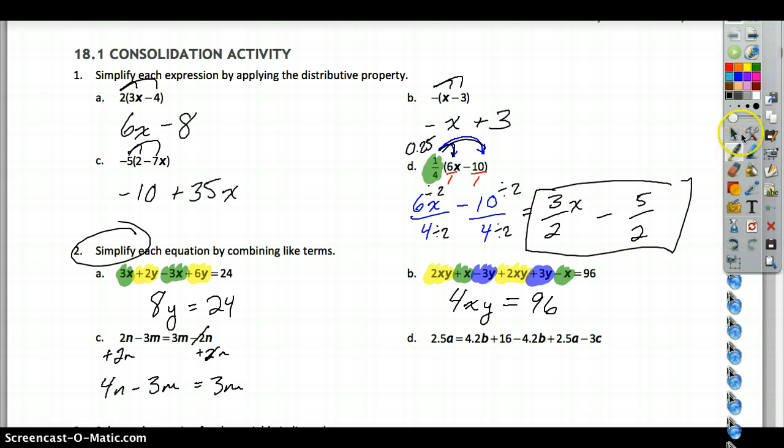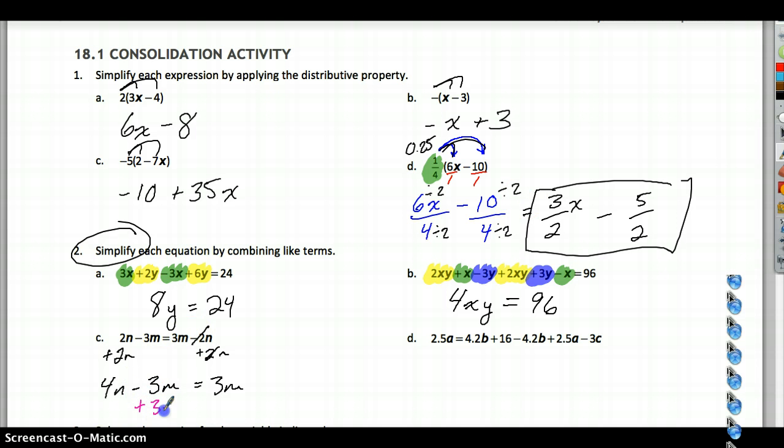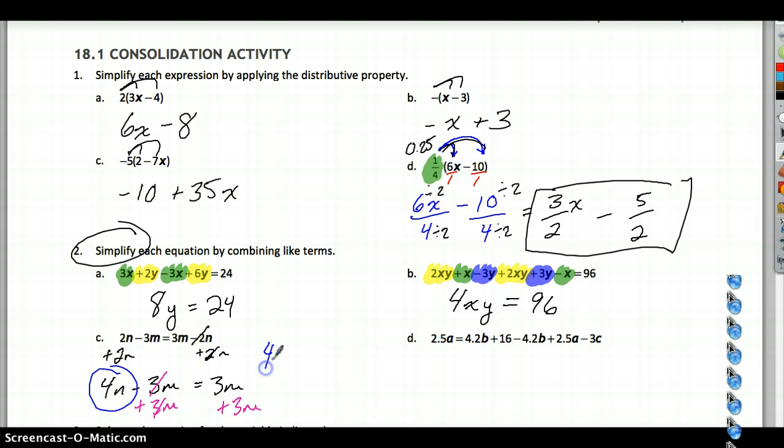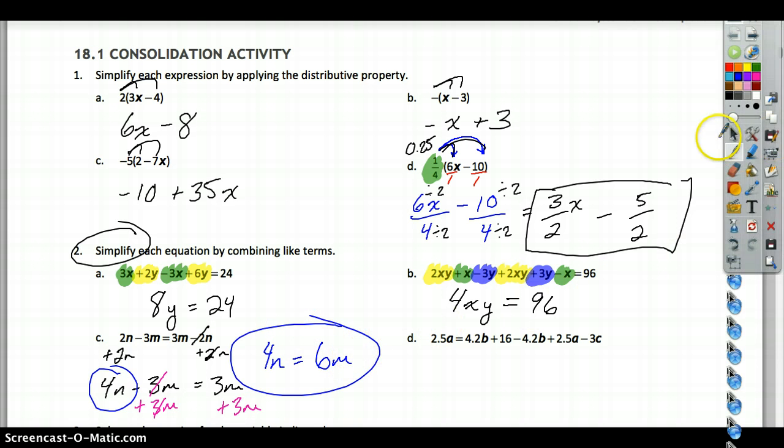I'm going to go ahead and get rid of that 3m now. So I will add 3m, and they cancel, and I'll add 3m. And that's going to leave me with a total answer of 4n on the left side equals 3 plus 3m, which is going to give me 6m on the right. 4n equals 6m.